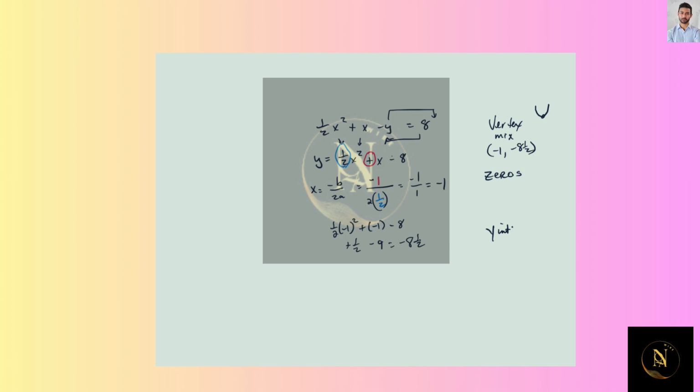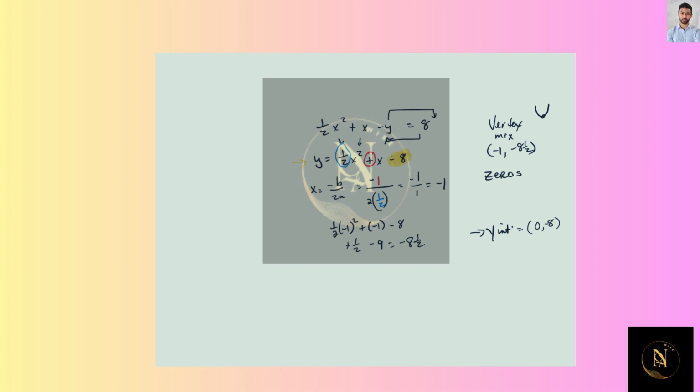Now I'm going to skip down and do the y-intercept. When I look at my equation in this form, then my y-intercept is simply going to be the last coefficient. That's why you want to put that in there, or the last constant. So my y-intercept is going to be 0, negative 8.